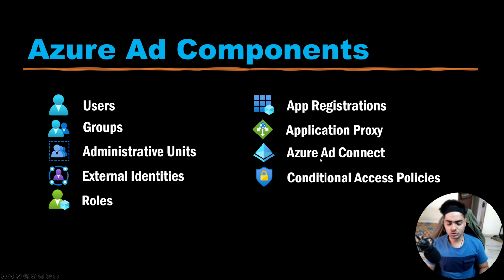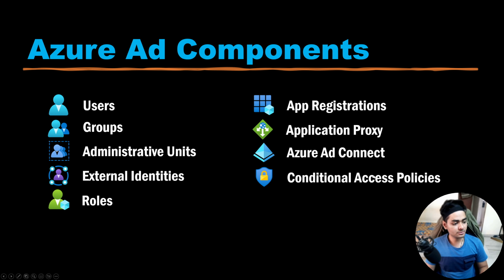Next is Azure AD Connect. Azure AD Connect is a service which allows you to synchronize your on-prem server to the cloud server. So let's say on your on-prem server you have some list of users, groups, and all the policies. Automatically those things will get added within your Azure AD. So it will be synchronized.